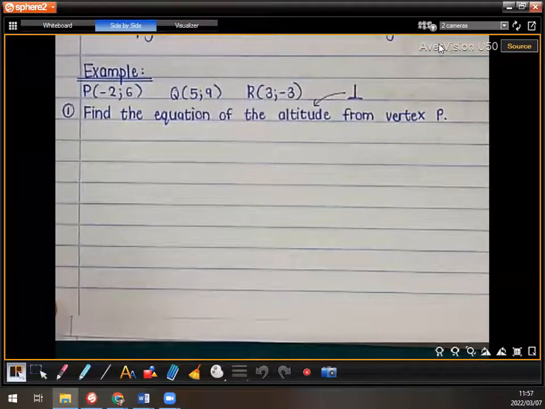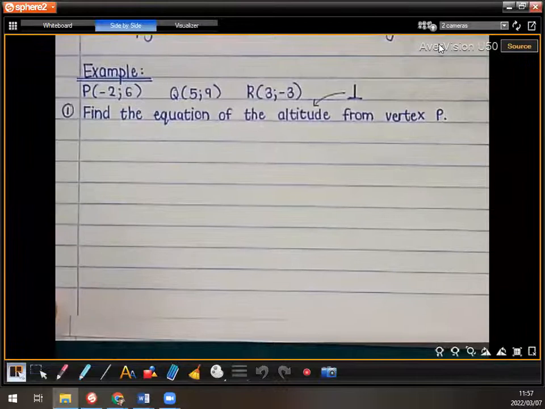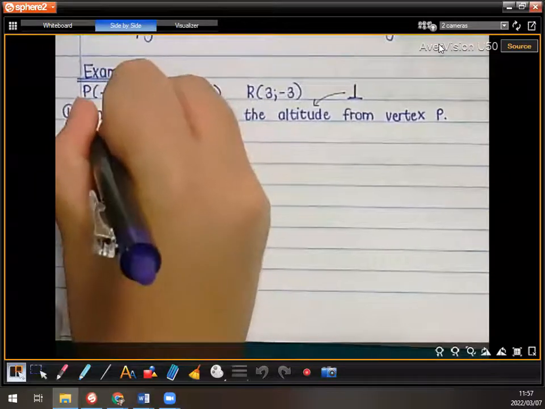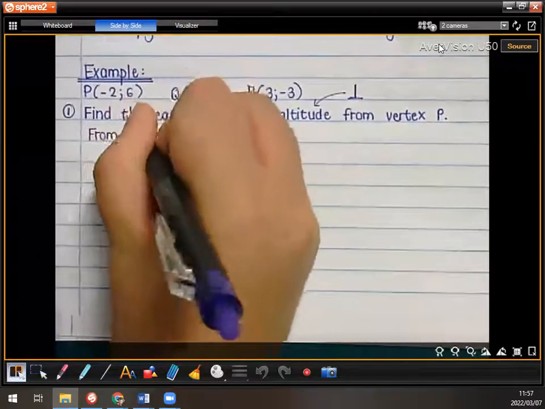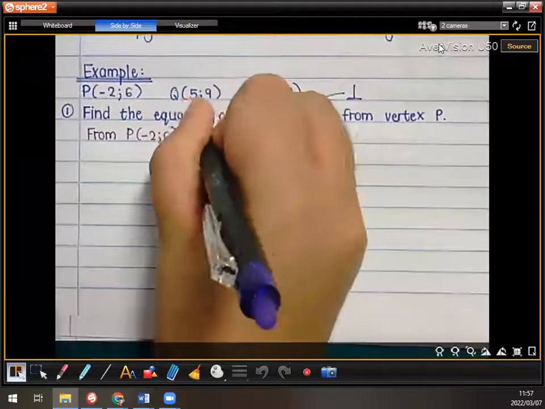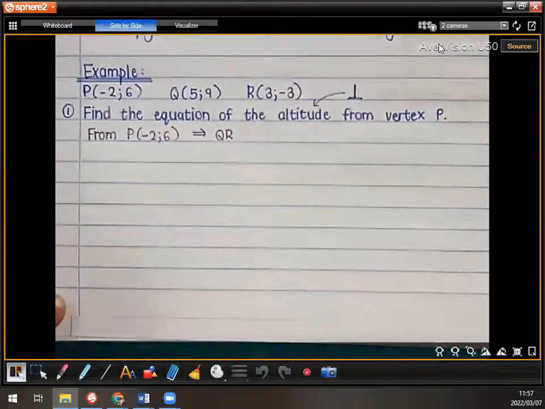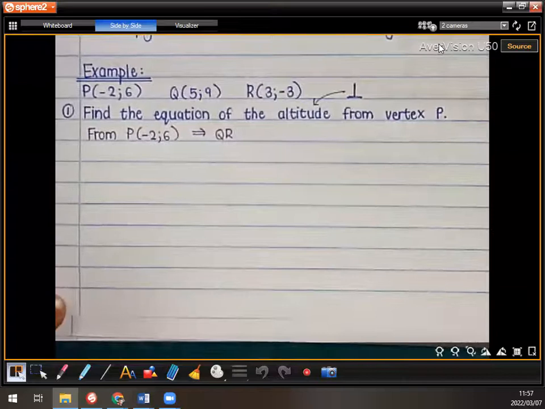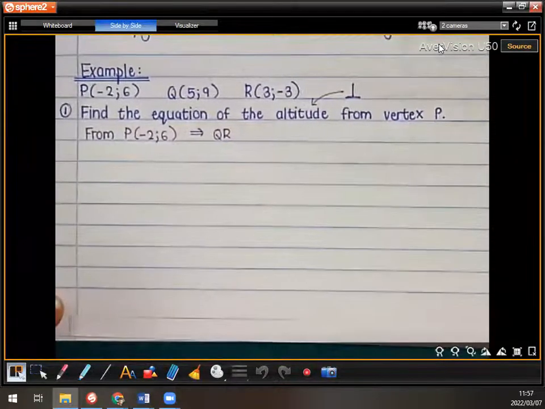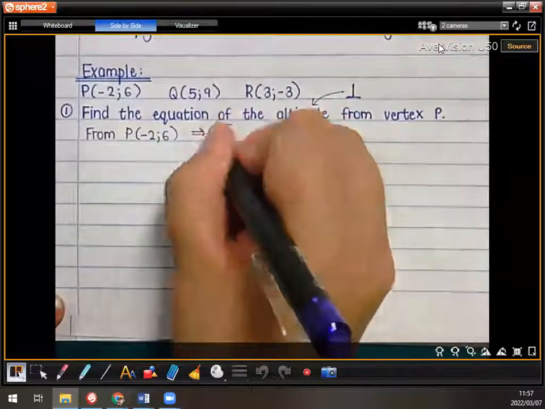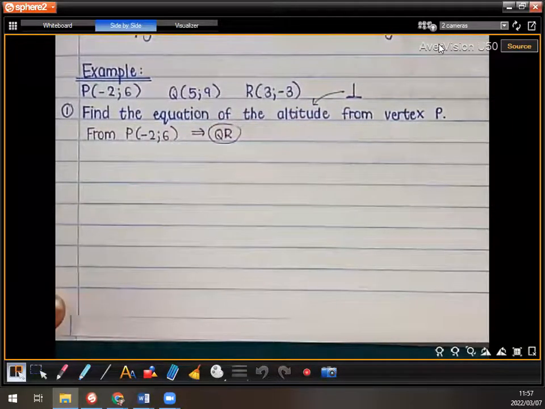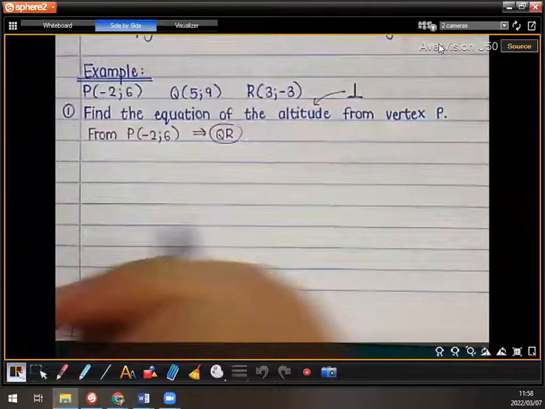Now, we have triangle PQR. Remember, it doesn't matter what that triangle looks like. The line coming from point P, the opposite side is always going to be QR. This is coming from P, which is (negative 2, 6), to QR. Not the midpoint of QR now, it's going to be perpendicular to QR. So we need to find the gradient of QR first. And that's always what we're going to do. Step one is to find the gradient of QR.